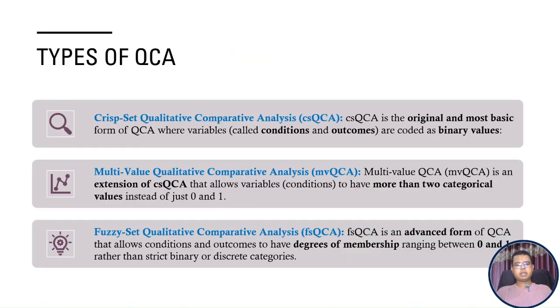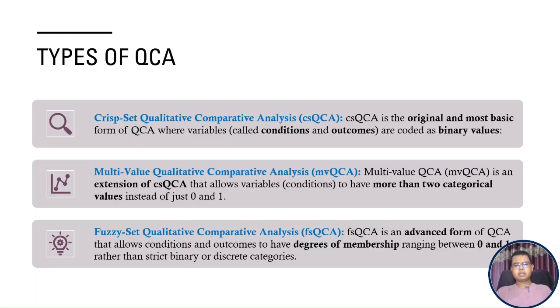However, there are three types of qualitative comparative analysis. Number one, crisp set qualitative comparative analysis, csQCA. It was the very initial concept, actually. After that, MVQCA stands for multi-value qualitative comparative analysis. And finally, right now we're working with fuzzy set qualitative comparative analysis.